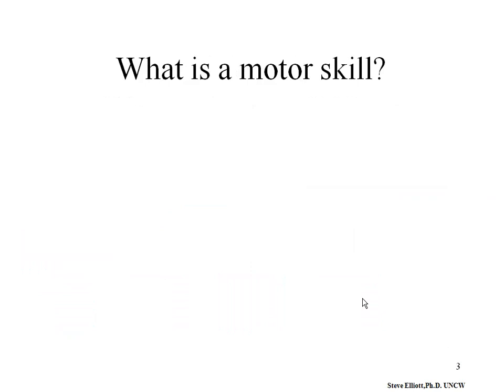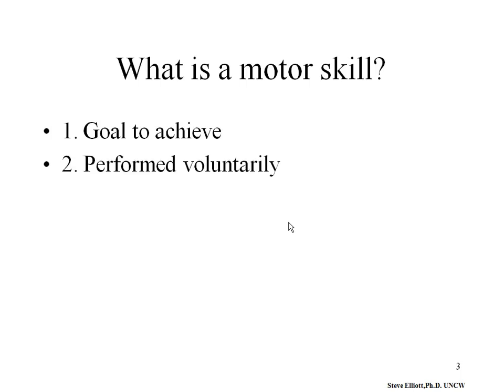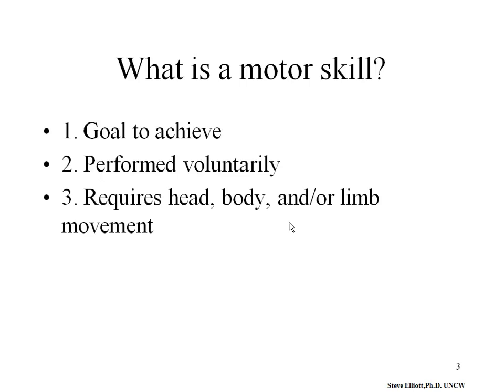So when we talk about motor skills, they can be defined in lots of different ways. I like these simple definitions or simple things to think about. A motor skill has a goal to achieve. The skill is being performed for a reason. It's being performed voluntarily, and the opposite of that is a reflex, which is involuntary. So motor skills are being performed voluntarily. Motor skills require head, body, and or limb movements. So there is some physical observable movement taking place with the motor skill.